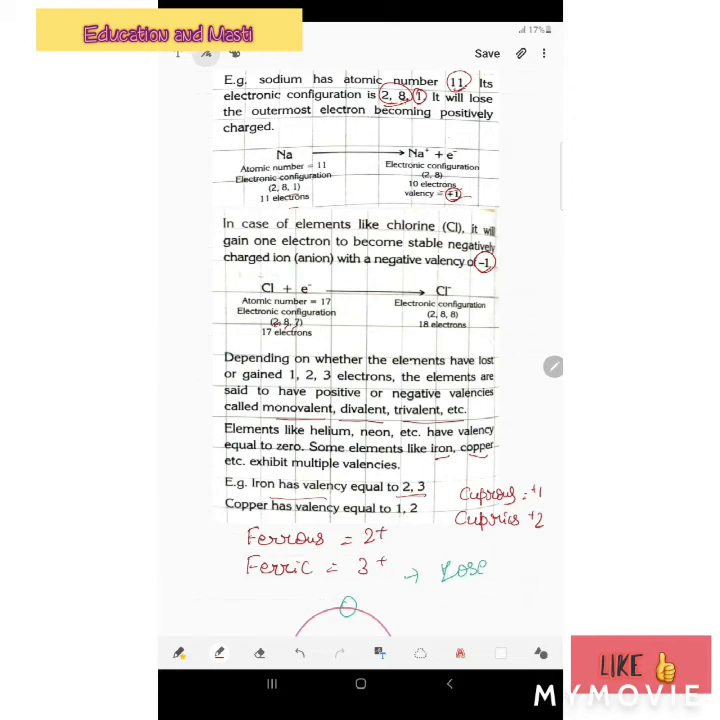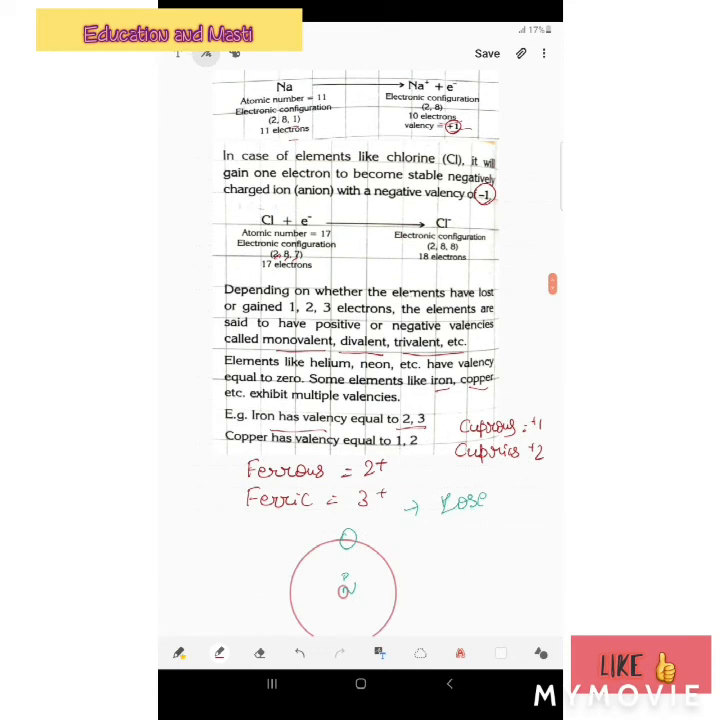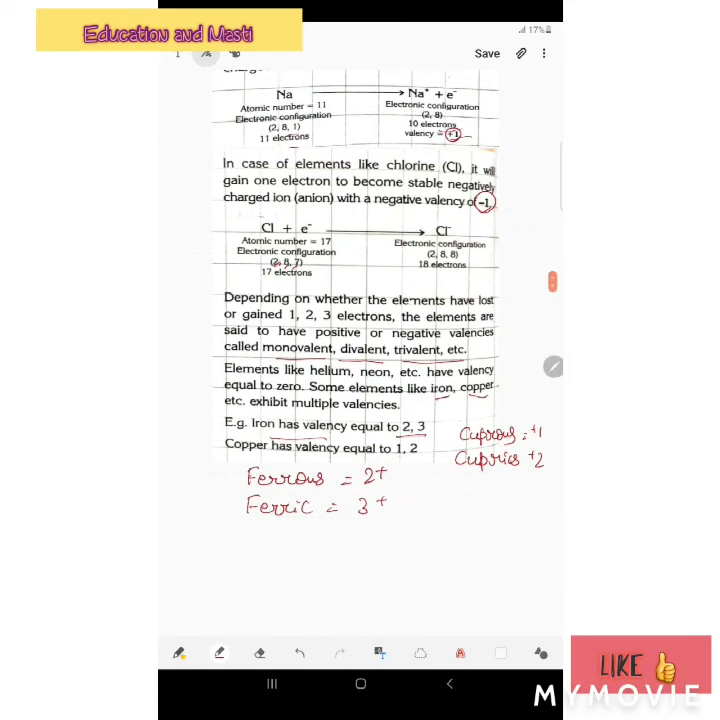And do you know the reason behind variable valency? So you should know the reason behind variable valency. Let me tell you the reason behind variable valency. So why do we have this variable valency? I think many of you don't know what variable valency is first. So first let's know what this variable valency is.